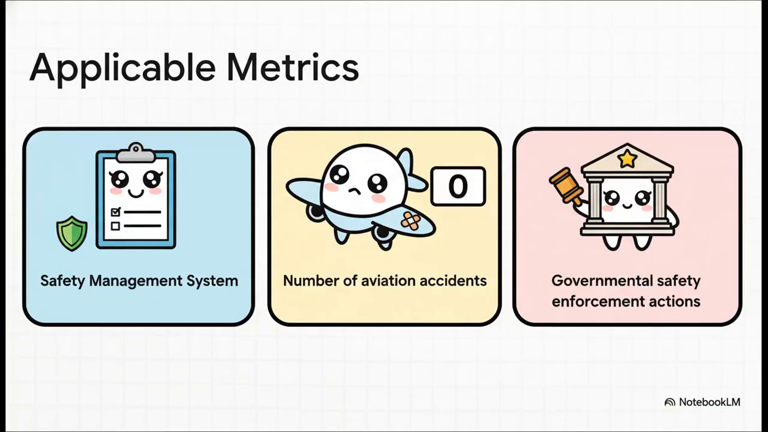And this is where it gets really interesting. From that single topic, Entity Y is able to identify 3 specific, super relevant metrics to report on: a description of its safety management system, the number of aviation accidents, and any governmental enforcement actions. And just like that, the big general requirement of IFRS S1 becomes very concrete and very measurable.